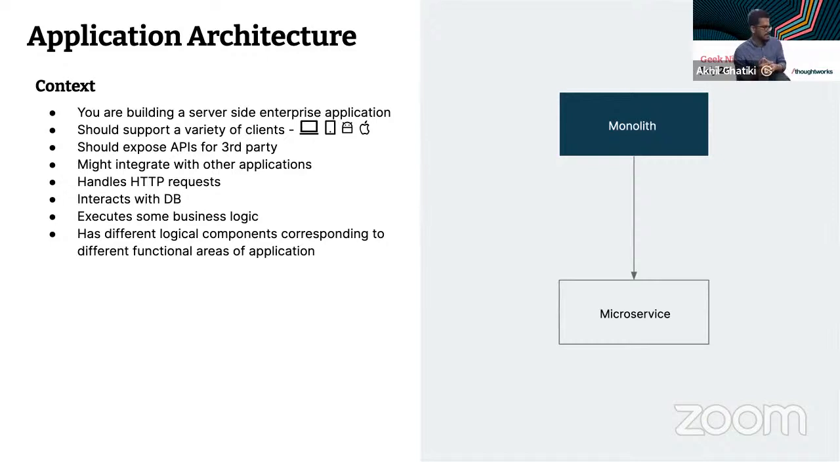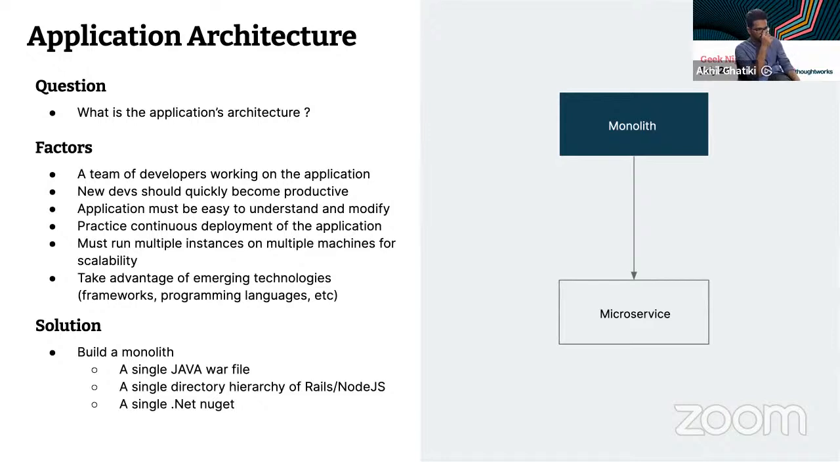Obviously, when you're building a software service, you have business logic associated with it. And you have different logical components corresponding to the different functional areas of your application. So this is the context that we have. When you think of building a monolith for this, what would the application architecture be? There are a few factors that you have to consider when making a decision on your architecture. It's not like one or two people are going to work on this application.